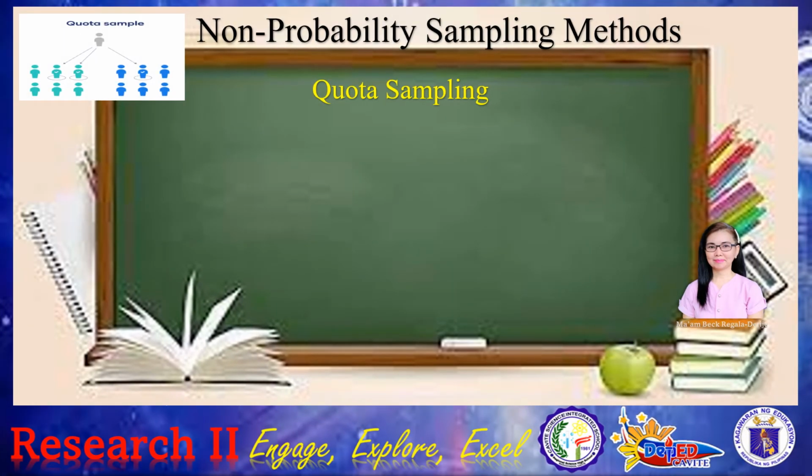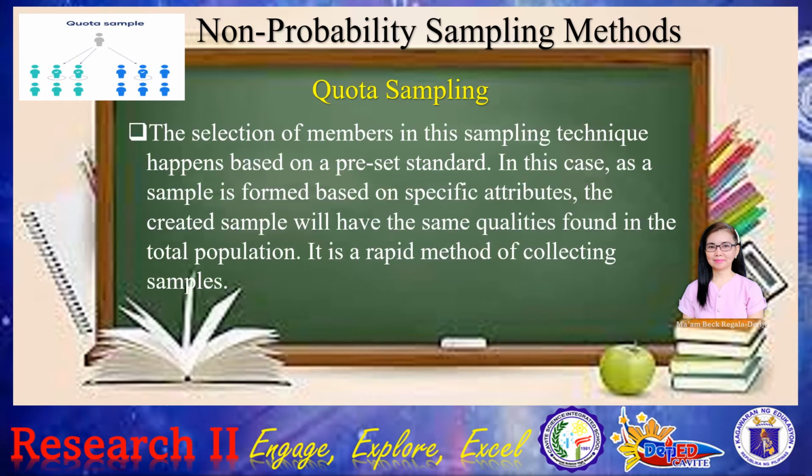And now we have the last type, which is the quota sampling. The selection of members in this sampling technique happens based on a preset standard. In this case, as a sample is formed based on specific attributes, the created sample will have the same qualities found in the total population. It is a rapid method of collecting samples. So, madali itong gawin in collecting samples. And, I will repeat, the created sample will have the same qualities found in the total population.